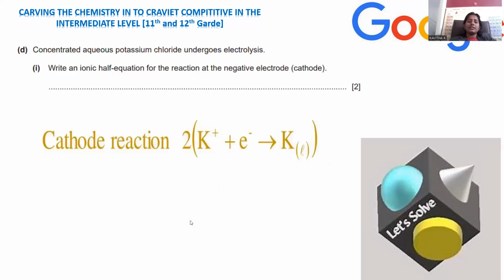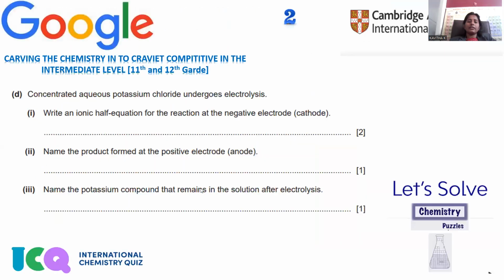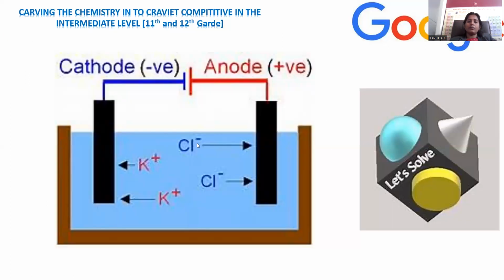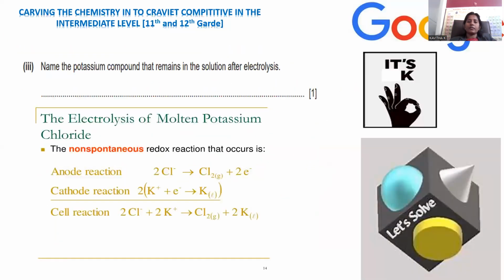This is the way we can answer all 3 questions related to electrolysis of potassium chloride. Potassium chloride when electrolyzed, the cathodic half cell and anodic half cell were given, and the potassium compound left will be potassium itself. Metallic potassium will be there. Question number 2's detailed discussion is completed. Move on to question number 3.